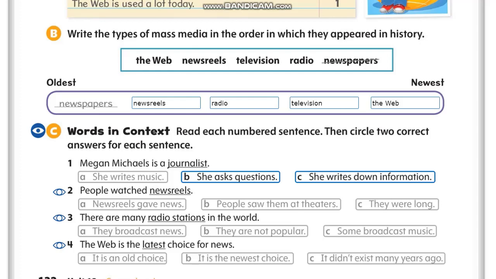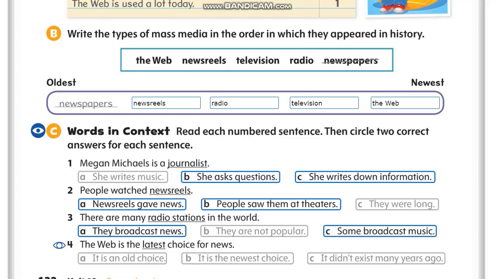Number 2. People watched newsreel. We have A. Newsreel gave news. People saw them at theaters. They were long. The answer is A. Newsreel gave news. B. People saw them at theaters. Number 3. There are many radio stations in the world. A. They broadcast news. They are not popular. Some broadcast music. So the answer is A and C. They broadcast news. Some broadcast music.